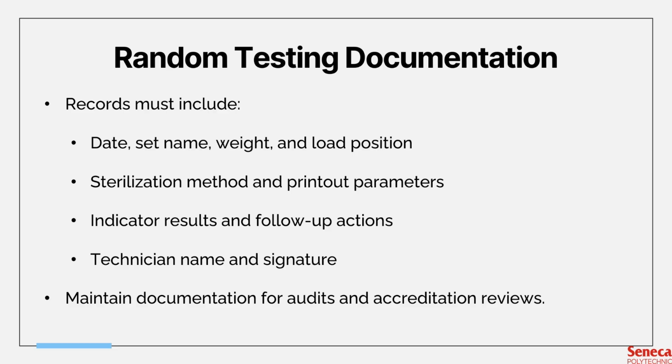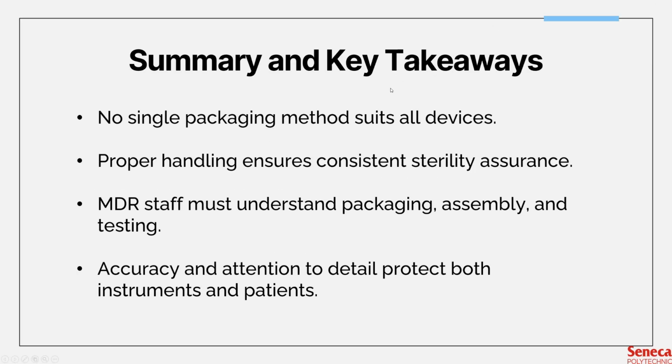You have to record indicator results, both chemical and biological, and describe any follow-up actions if results were abnormal. Every entry must include the technician's name and signature for accountability. These records are reviewed during audits and accreditation visits to prove that sterilization processes are consistent and well monitored.